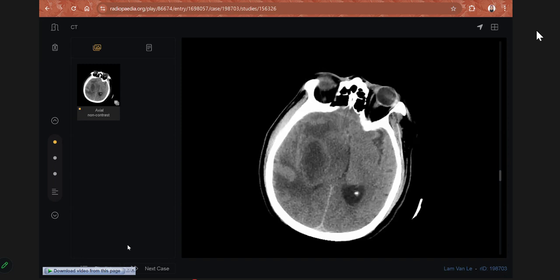And also I will look for any cerebral venous thrombosis, which is a complication associated with abscess formation.